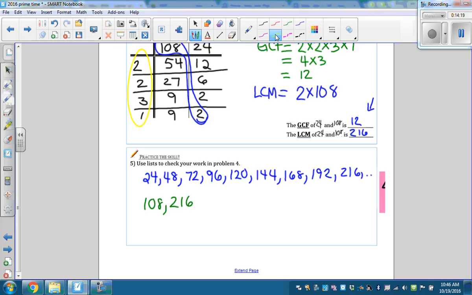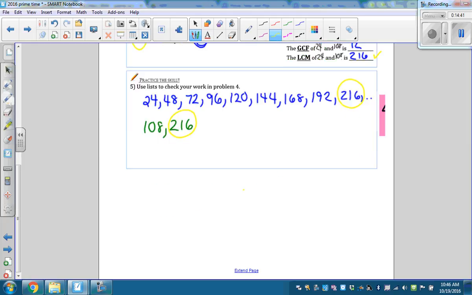So I wrote the list of the multiples, and for the multiples of 24, we had to go quite a long way. But luckily for 108, we didn't. So the LCM is 216. Now I'll do the factors. And I'm going to extend the page there. So the factors, 1 times 24, 2 times 12, 3 times 8, 4 times 6 are the factors of 24. I'll write those in an organized list.